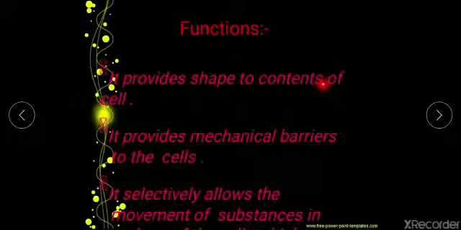Now apart from that, it also provides a mechanical barrier to the cell. What do I mean by mechanical barrier? The cell wall is not selectively permeable. It will allow all the molecules to enter inside the cell. Any molecule can easily enter inside the cell through the cell wall. So the only safety layer present in the cell is the cell membrane. So it is a mechanical barrier.